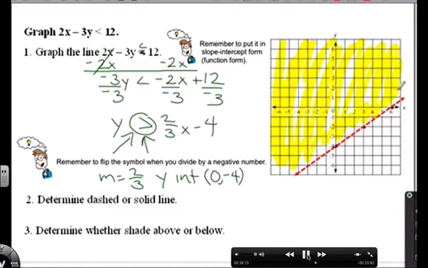And this is your answer. Your graph is your answer. Your graph shows that your solution set does not include ordered pairs on this line, but any of these ordered pairs would make this true. All right, let's move on.